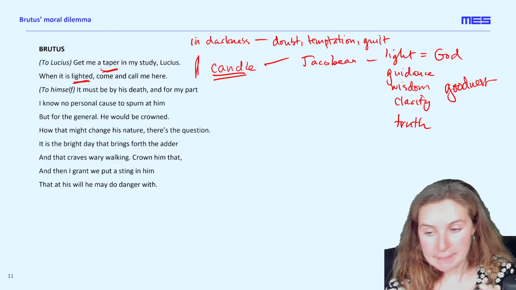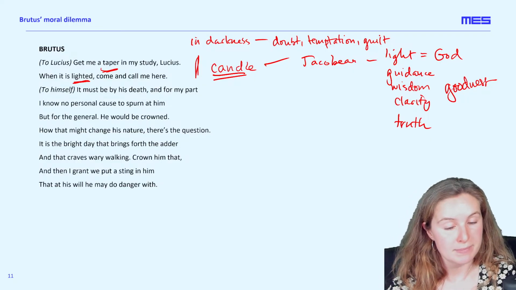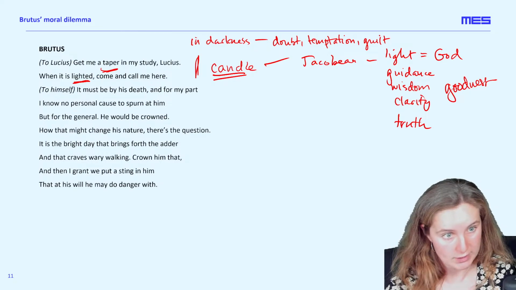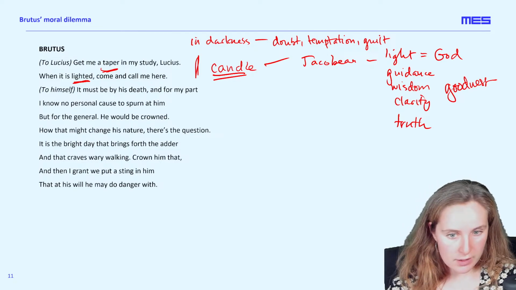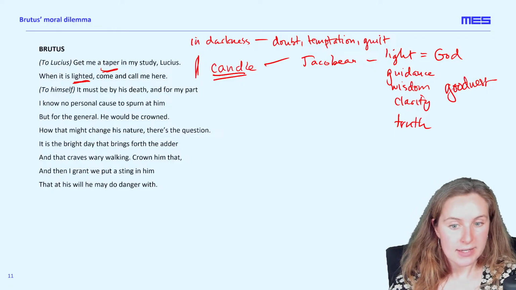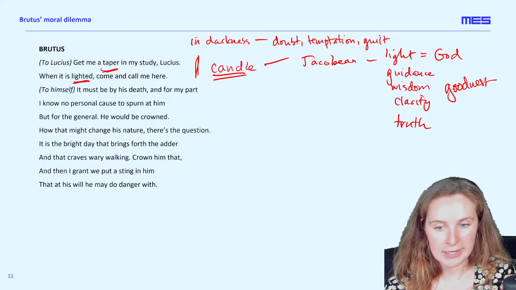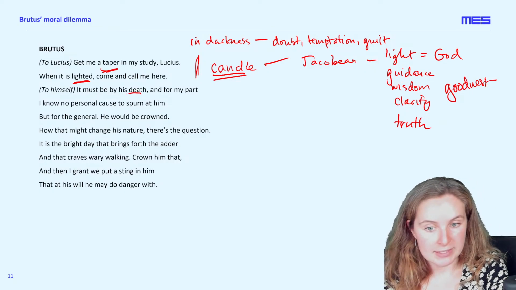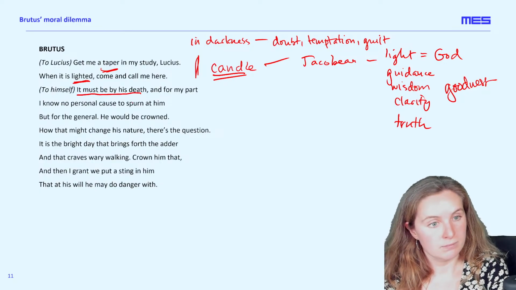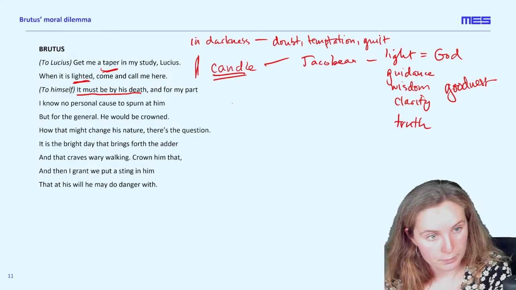So we can see immediately that Brutus is in real conflict with himself here and what he must do. What is the right thing to do? And he starts then, says, "It must be by his death, and for my part, I know no personal cause to spurn at him, but for the general he would be crowned." So it seems like he's made his decision here. Caesar must die in order to preserve Rome.